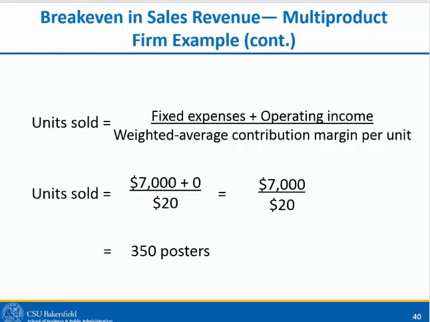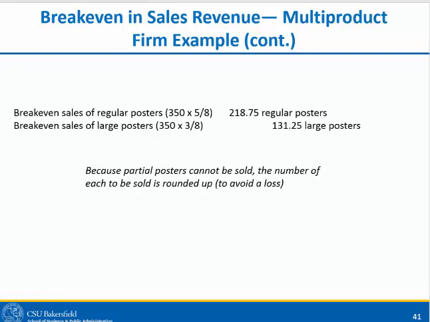So you may ask, how many regular posters do I need to sell, and how many large posters do I need to sell? What we can do is multiply 350 by the fractions, 5 out of 8 and 3 out of 8. So we multiply 350 by 5/8 and 350 by 3/8 to figure out the regular posters and the large posters in quantity.